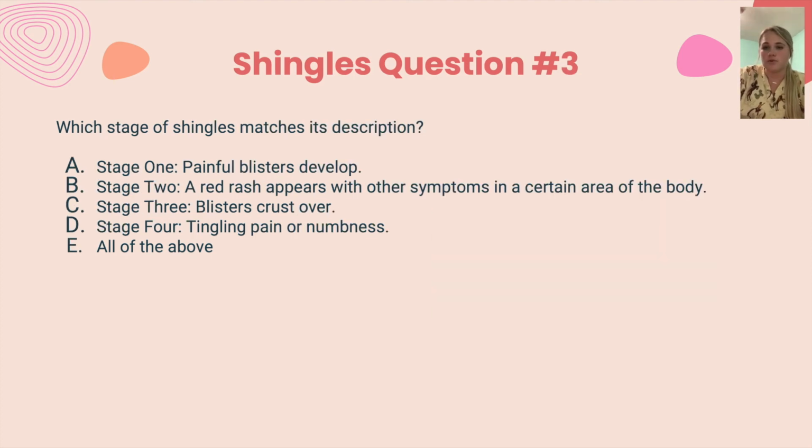Shingles question number 3. Which stage of shingles matches its description? A, stage 1, painful blisters develop. B, stage 2, a red rash appears with other symptoms in a certain area of the body. C, stage 3, blisters crest over. And D, stage 4, tingling, pain, or numbness. E is all the above. The correct answer is B. Stage 2, a rash appears with other symptoms in a certain area of the body.